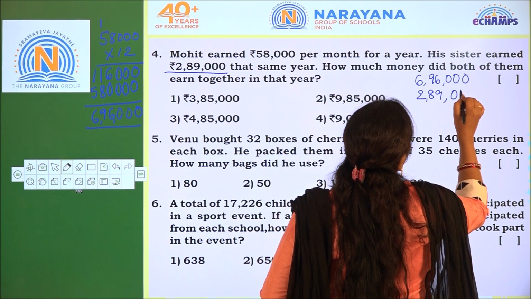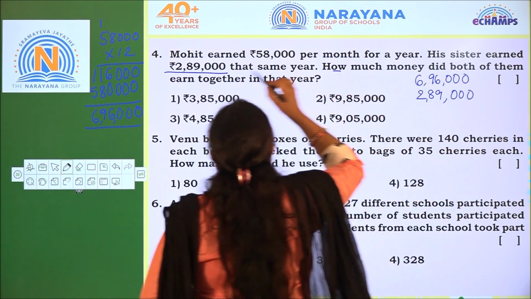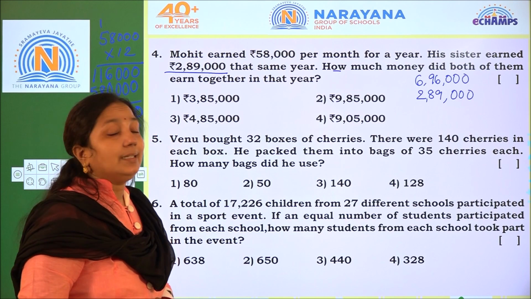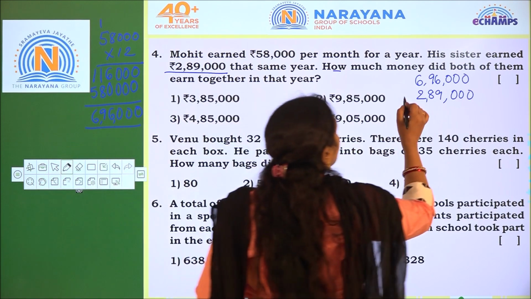2,89,000. So what do we have to do? How much money did both of them earn together? Together means what we have to do? We have to add. So add these two numbers.